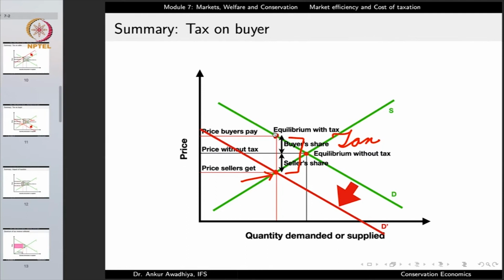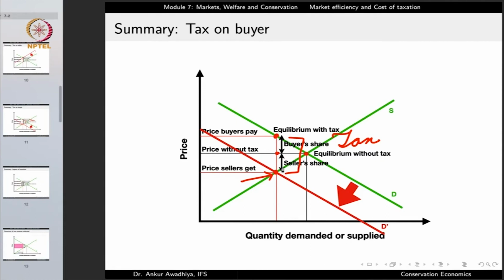Now, earlier, the buyers were paying only this much, the amount that is given by the normal equilibrium without the tax. So, in this case, the increase of payment for the buyers is this much, the amount that they are paying now and the amount that they were paying without the tax. So, this is the buyer's share. On the other hand, earlier for this much amount, the sellers were getting this price, but now they are getting this price. So the seller's share is this much, the amount that they were getting before minus the amount that they are getting now.